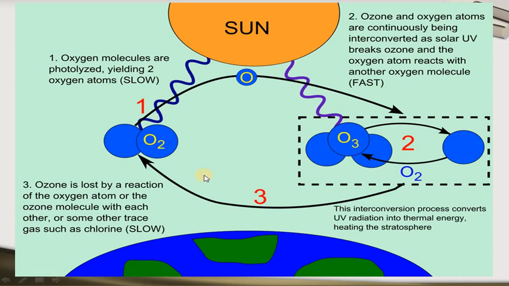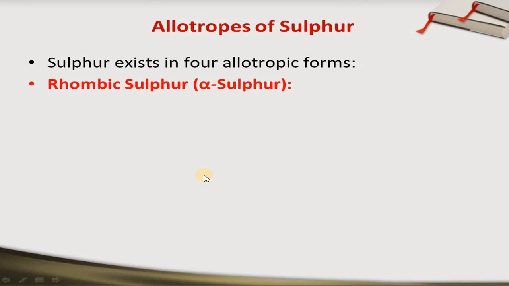Next we will discuss the allotropes of sulphur. We have 4 different allotropic forms of sulphur: rhombic sulphur, monoclinic sulphur, plastic sulphur, and amorphous sulphur.